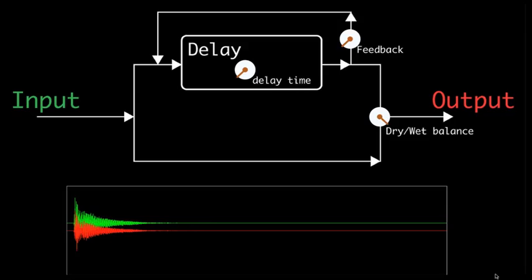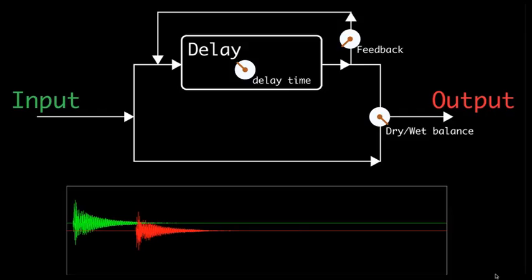If we turn that dry-wet balance all the way to the wet side, we'll hear only the wet. I'm also increasing delay time a bit. Let's hear it. This time, you only heard the second delayed signal. The green is the input, but since the dry-wet balance is all the way to the wet side, we're only hearing the delay at the output and none of the dry path. We're only hearing the wet path.